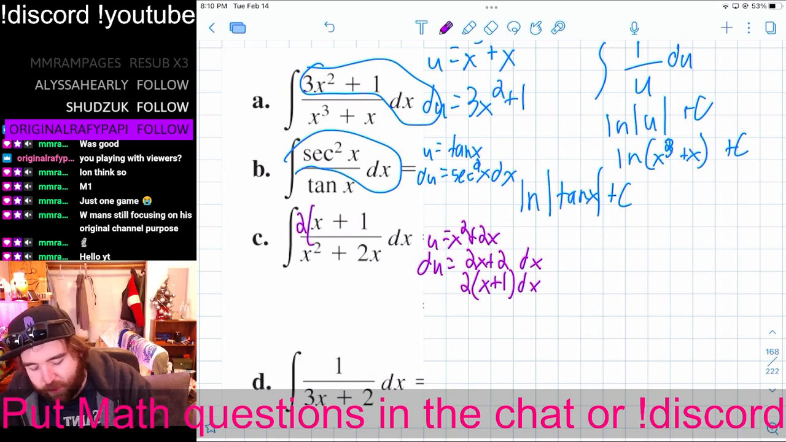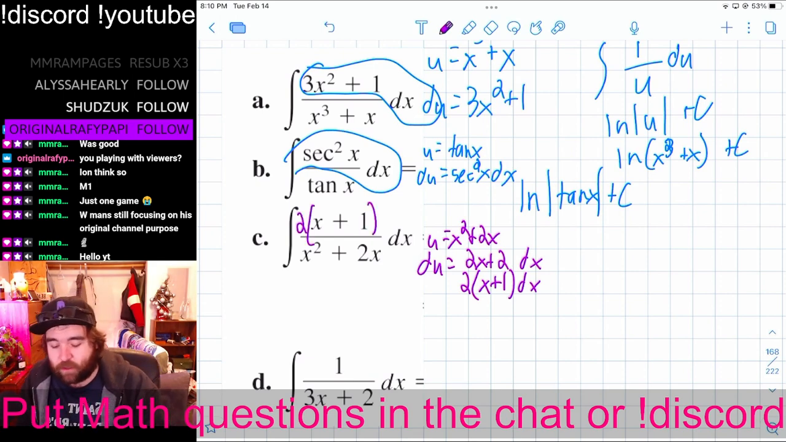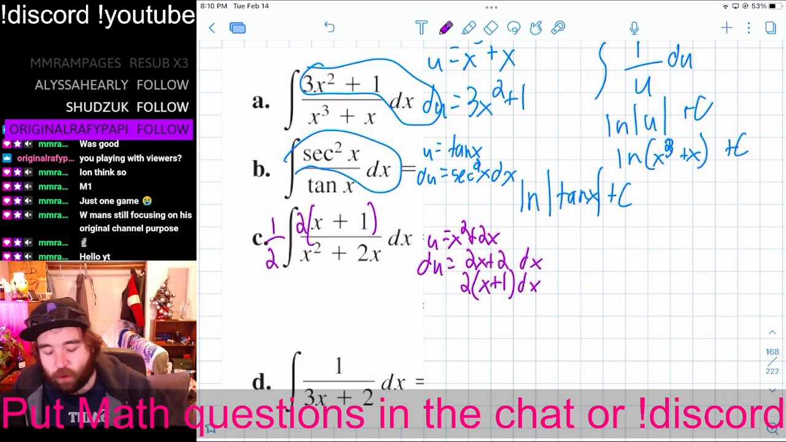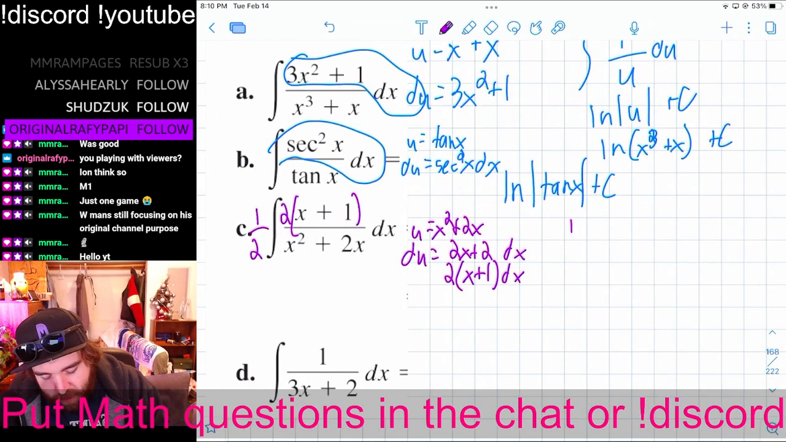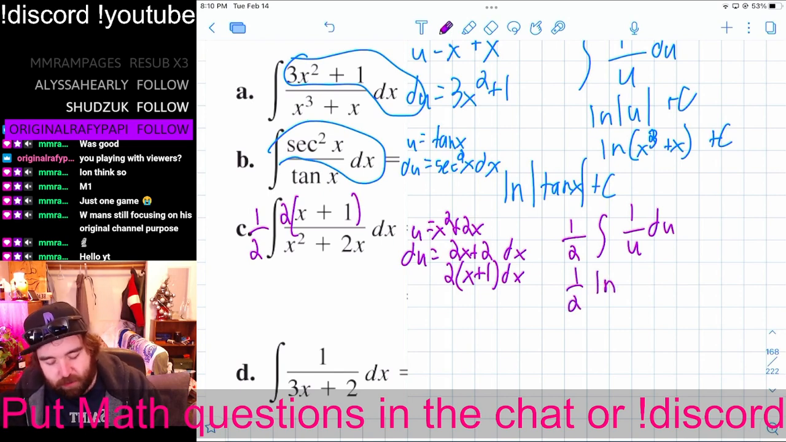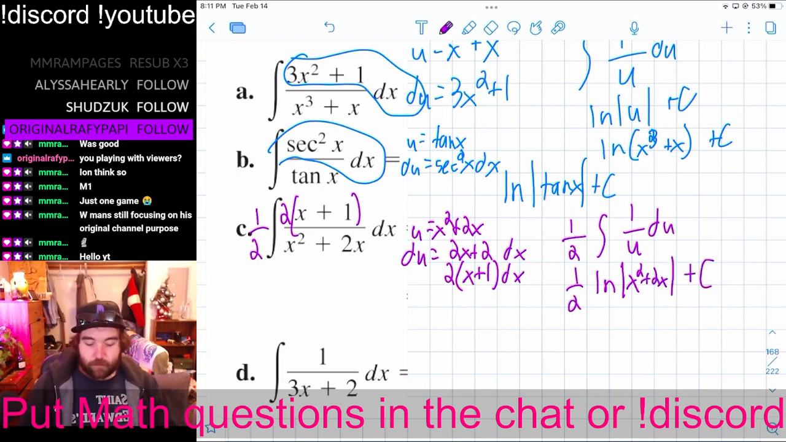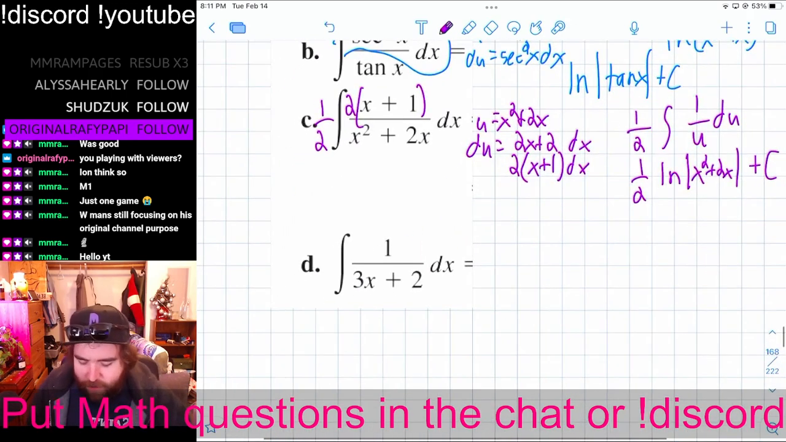So look at how all we need to do is multiply by a 2. So we put a 1/2 on the outside to cancel it. But that means that all we're doing now is 1/2 the integral of 1 over u, just like the rest of them. So it's 1/2 the ln of u, which is x squared plus 2x, plus c. Yeah, easy enough.